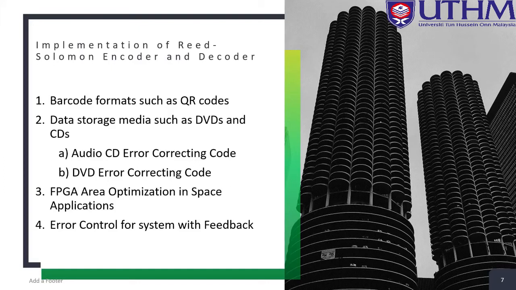The second one is data storage media such as DVD and CD. First is audio CD error correcting. The code word is obtained as transmitted from C2 and then to C1. The C2 is used to correct a single error and C1 is used to correct up to four erasures. If C2 detects no error, C2 will pass the information symbols to C1 with all erasure indications off. Otherwise, C2 will correct the error. If C2 detects more than one error, all information will have the erasure flag set, which means that they are all unreliable. The second one is DVD error correcting.